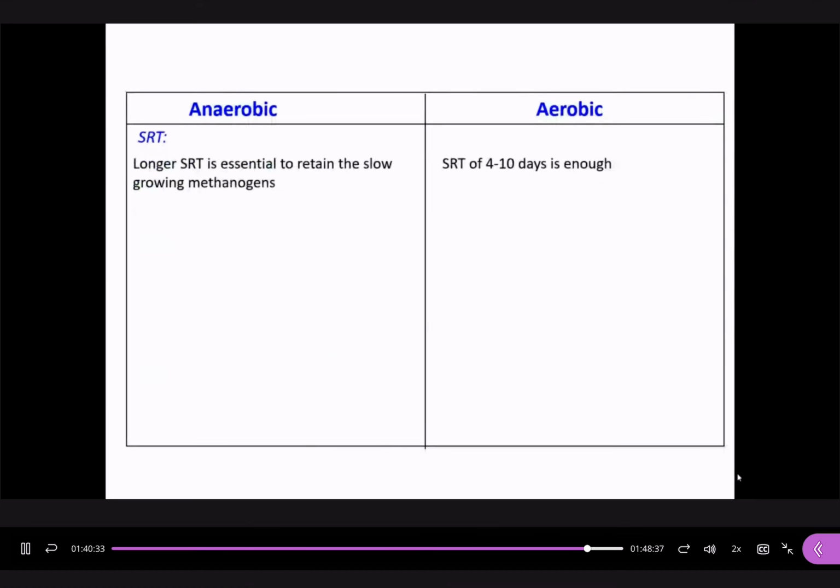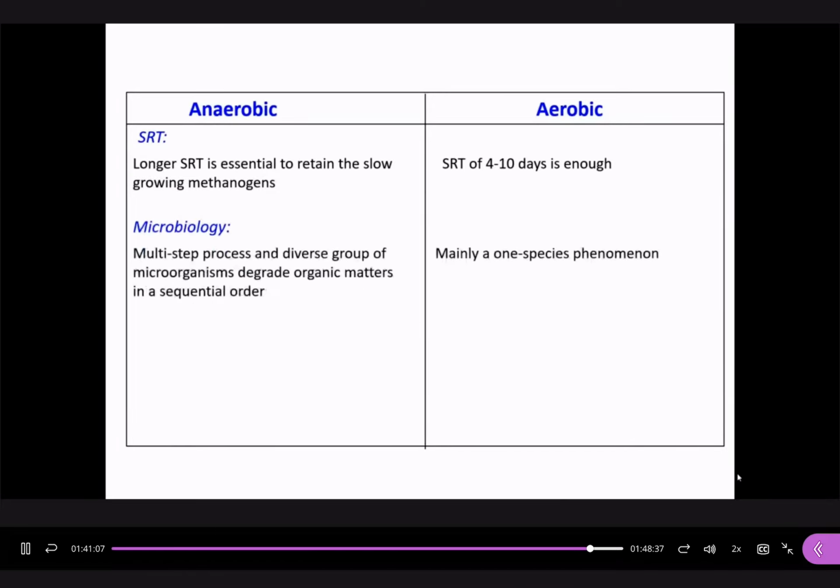SRT, what's the standard rate? Standard rate digester theta C, what's the number? In the earlier slides, 30 days, right? It's about 30 days. Aerobic, we said it's a few days, 4 to 10 days. Much longer for anaerobic treatment.